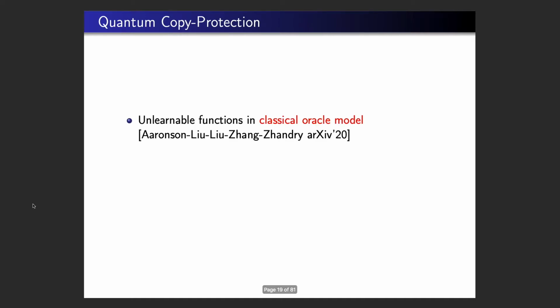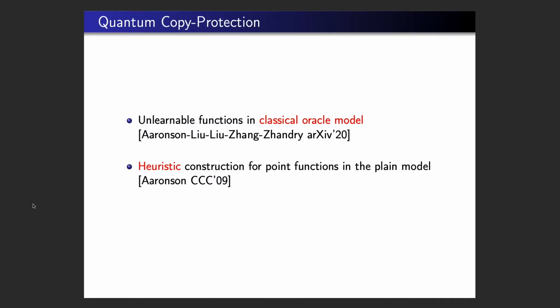So what do we know about constructing copy protection? There aren't that many works that construct this primitive. They can roughly be classified into two categories. Either we have constructions in the oracle model, or there are heuristic constructions for a very simple class of functions in the plain model. Right? By plain model, I just mean the model where the algorithms don't use any oracles. And by heuristic, I mean that they are not based on any cryptographic assumptions. You just assume that these constructions are secure. There's no security reduction to an assumption.